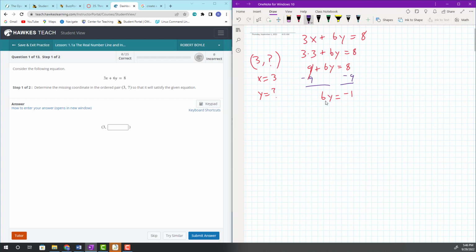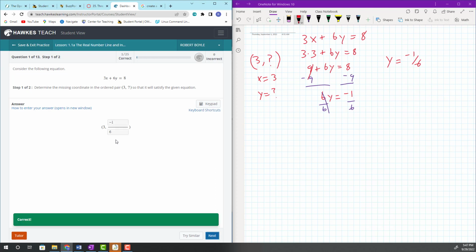Now I want to get the y by itself by making the coefficient become 1. I can do that by dividing this side by 6, then you divide this side by 6. These will cancel, and I will have y by itself. That's what I'm looking for. And y will be equal to negative 1/6. So y should be negative 1/6, for my fraction, negative 1, 6. There you go. Let's move on to the next part.